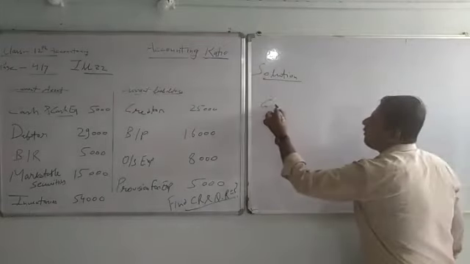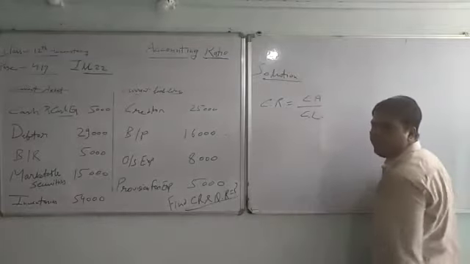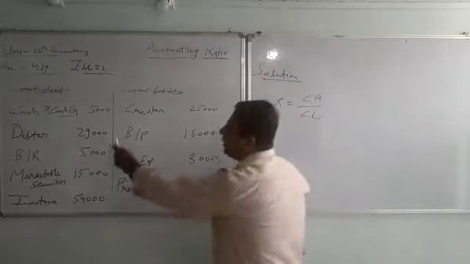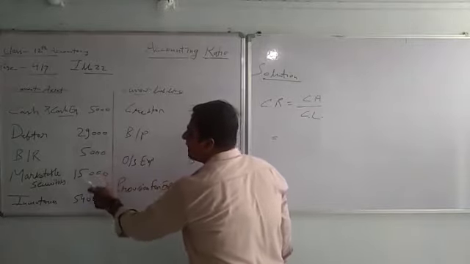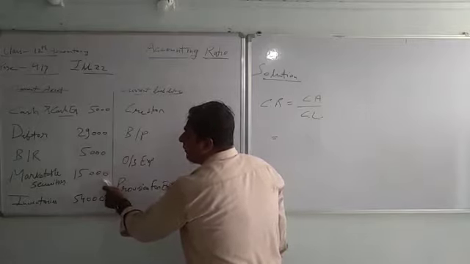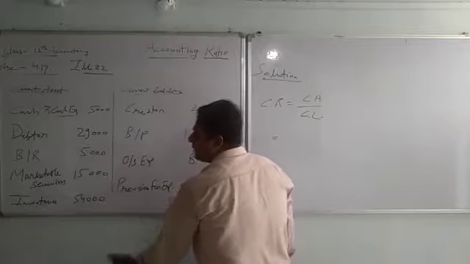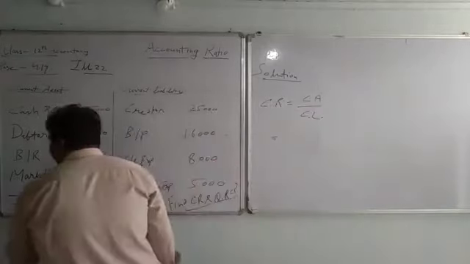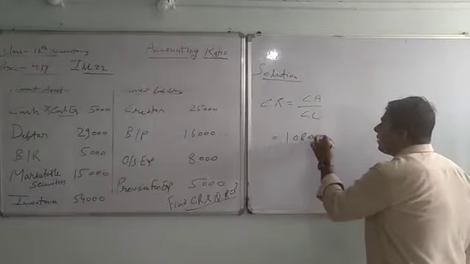Here, first of all, for current ratio, I am writing in short, current asset divided by current liability. Now, what are the current assets here? If you add all these things, 5,000, 29,000, how much? 34,000, 34,000 and 5,000, 39,000, 39,000 and 15,000, 54,000. How much does it come? It comes 1,08,000. So here I will write 1,08,000.